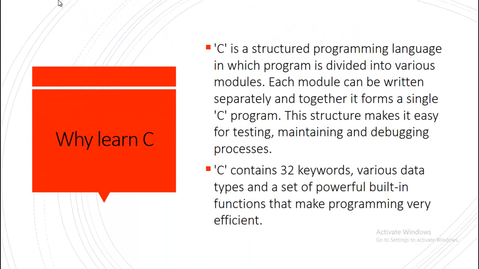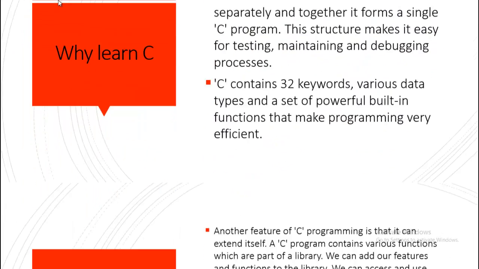Why learn C? C is a structured programming language in which a program is divided into various modules. Each module can be written separately and together it forms a single C program. This structure makes it easy for testing, maintaining and debugging processes. C contains 32 keywords, various data types and a set of powerful built-in functions that make programming very efficient.